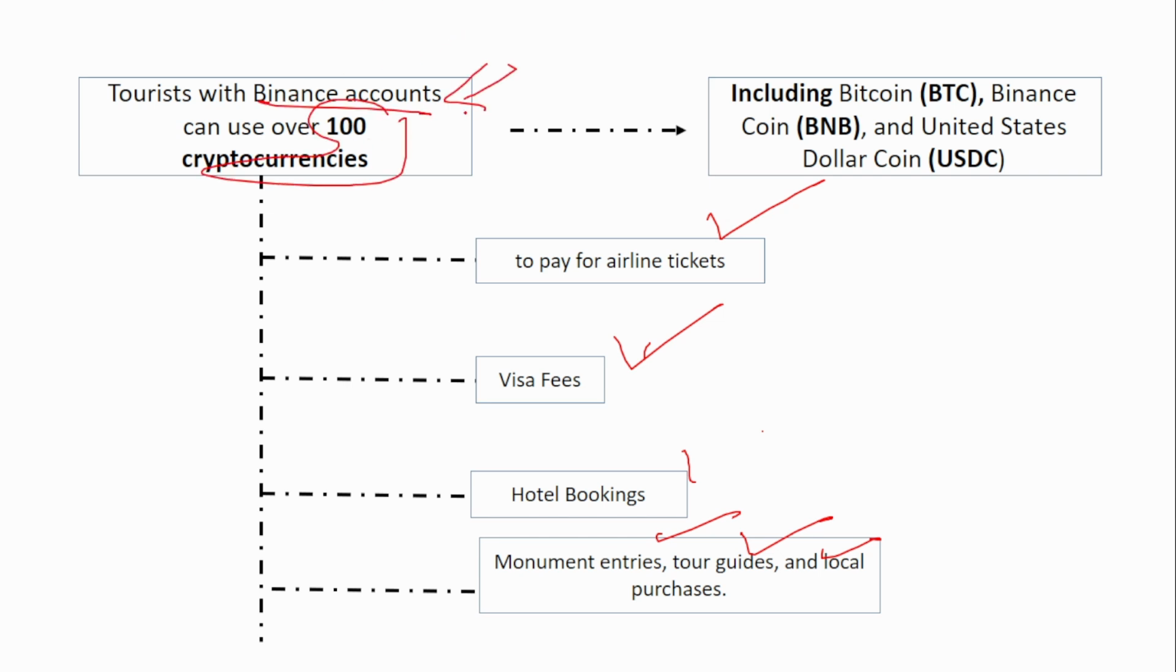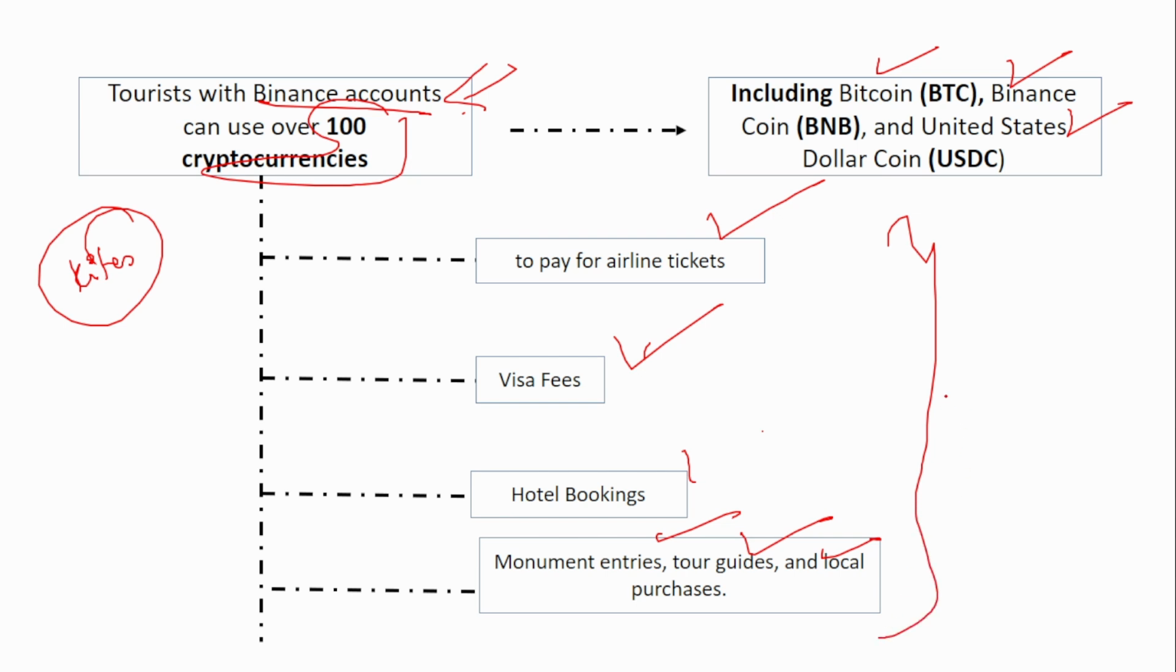A Binance account is like a platform where you can hold various types of currencies. Just like Kite, where you have a demat account with a lot of stocks, in a Binance account you can have a lot of cryptocurrencies. Bitcoin, Binance Coin, and USD Coin are among the various cryptocurrencies accepted in this Bhutan payment system. And in all these areas, the cryptocurrency payment can be made.